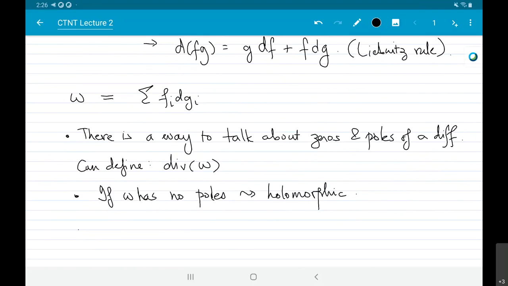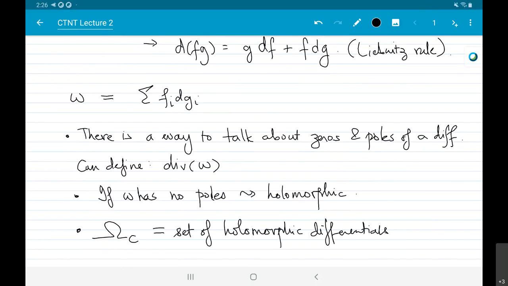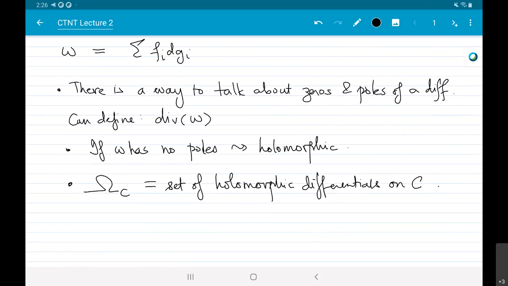And what I'm going to do is collect only the holomorphic differentials. So capital omega of C is going to denote the set of holomorphic differentials on C. This turns out to be a vector space. G is defined to be the dimension of this vector space.